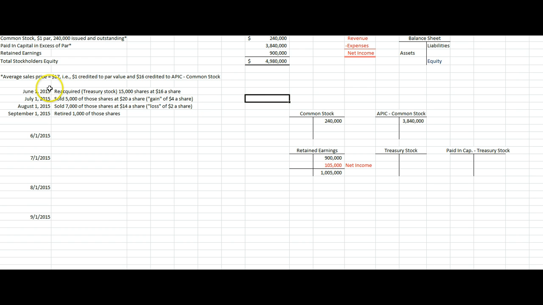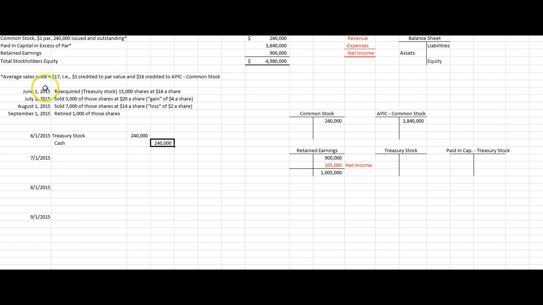On June 1st, we reacquired 15,000 shares of treasury stock at $16 a share. That's easy to book. All we have to do is debit treasury stock, which is a contra equity account. It hangs around in the equity section of our balance sheet, but has an unusual debit balance. We paid with cash, so we credit cash for $240,000.